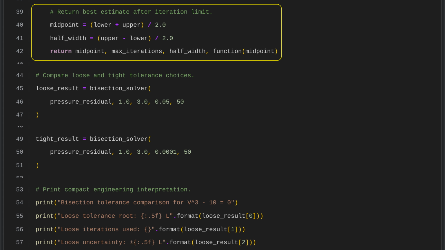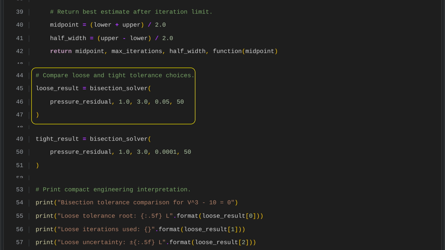When the iteration limit is reached, the bisection method uses the midpoint of the final interval as the best estimate of the root. It also reports the interval's half-width as the remaining uncertainty, along with the number of iterations used and the function value at that midpoint. Together, these values summarize the final result of the process.